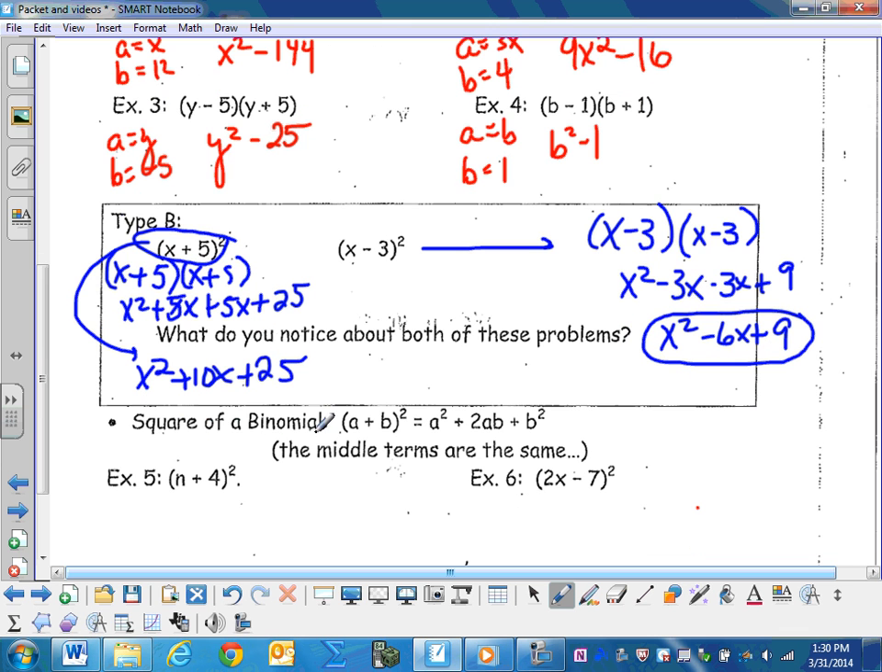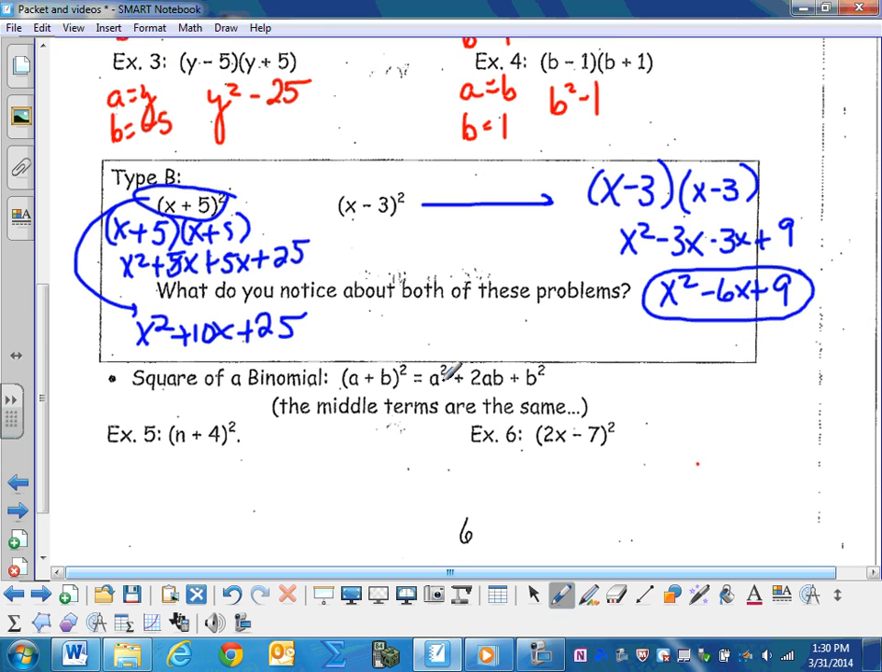So the square of a binomial, a plus b squared, is going to follow the pattern of a squared plus 2 times ab plus b squared. And if it's a minus, the only thing that would change here is a minus b. This would be a minus 2ab. So let's look at the one we just did.